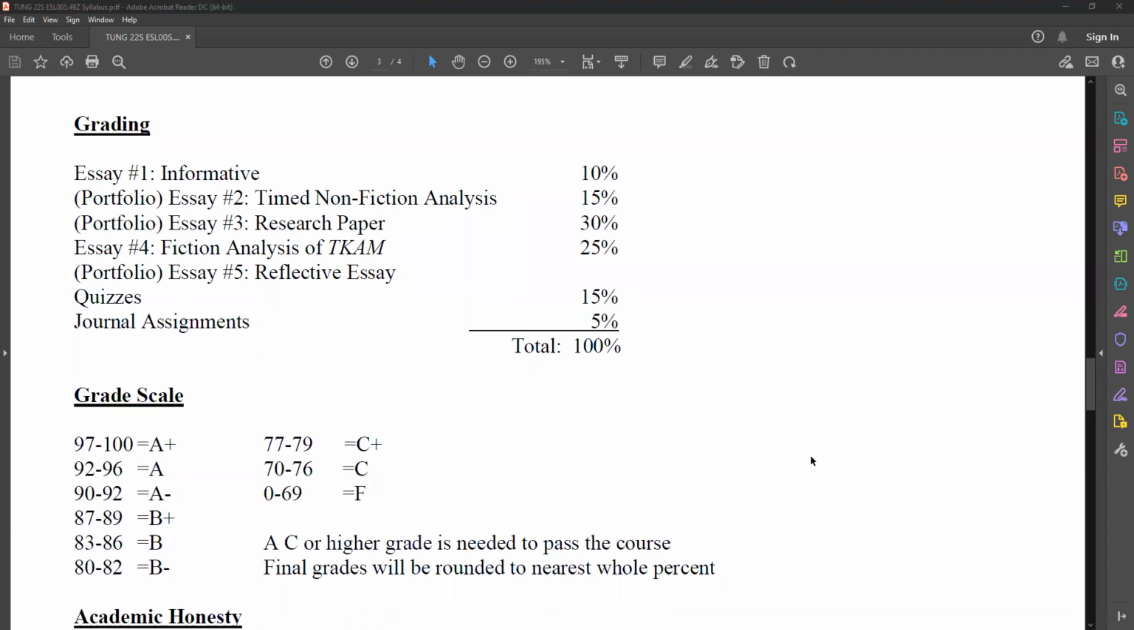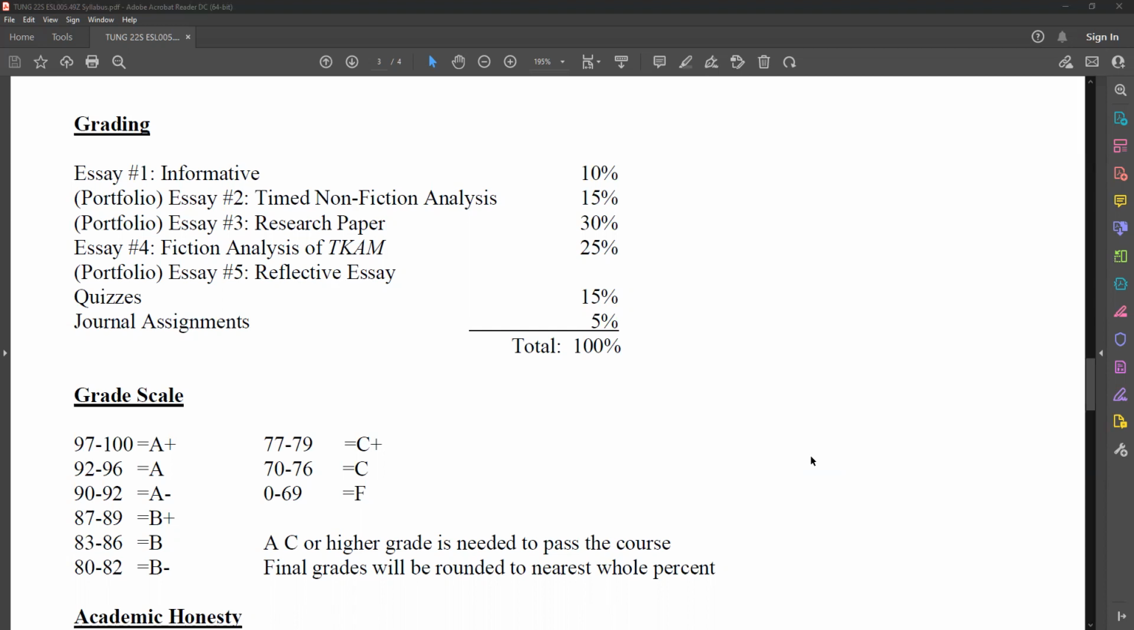For the grading, we have essay number 1, informative essay, 10% of your grade. Essay number 2, which is that in-class timed nonfiction analysis, that's 15% of your grade, and that's going to be included in your portfolio. Essay number 3 is our research paper, 30% of the grade, included in the portfolio. Essay number 4 is a fiction analysis of To Kill a Mockingbird. That's worth 25% of your grade. So it's really important to keep up with the reading of To Kill a Mockingbird and make sure you understand it as we're reading it throughout the quarter. Essay number 5 is a reflective essay, which will also be included in your portfolio. Essay number 5 will not be receiving a grade on its own.